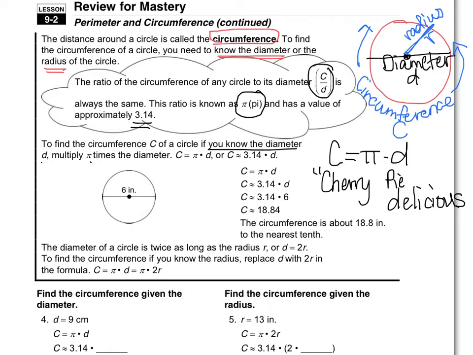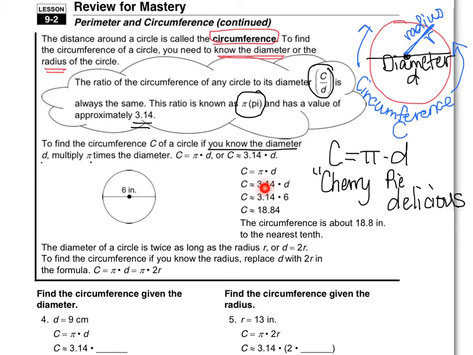So here, in this example, we have a circle with a diameter of 6 inches. That's great, because all we do is plug it into c equals pi times d. Now you'll notice here in the example that they changed that equal sign to the squiggly approximate sign, and that's because 3.14 is not exactly pi. It's actually 3.14159265 and goes on and on and on forever.